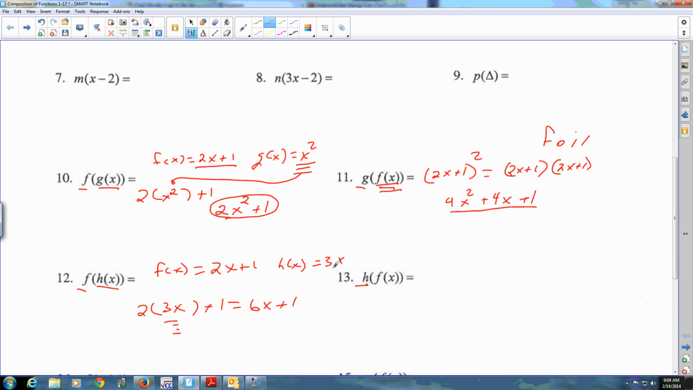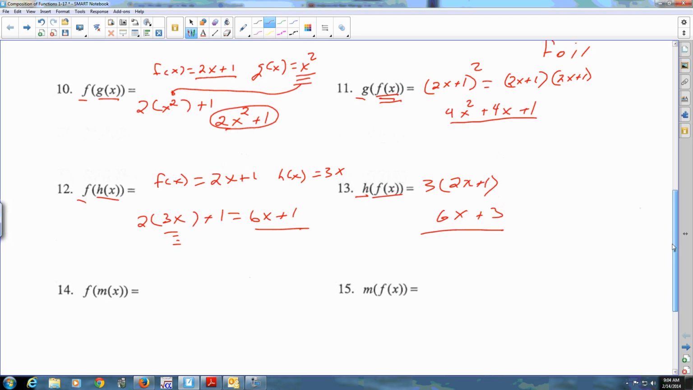Write h first without the variable, parenthesis in its place. Then fill into that blank spot whatever f of x is worth. So that would be 6x plus 3. Okay, the answers are different because you're doing a different composition.